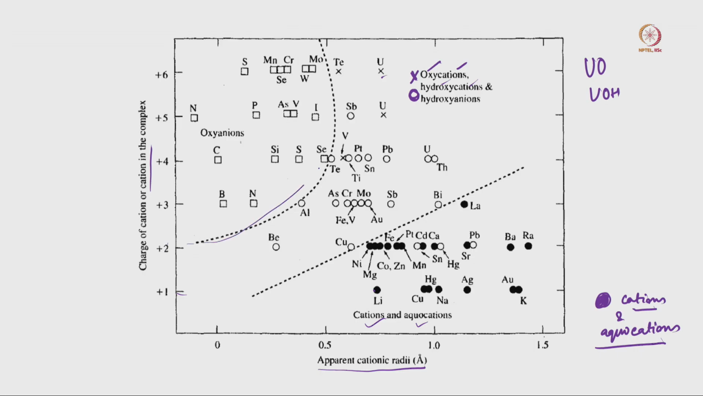Again, there is another stability curve here, and these are oxyanions. They will exist in their anionic state, so they will be more available in their oxyanionic form. This is the general stability that we find in natural aqueous systems.